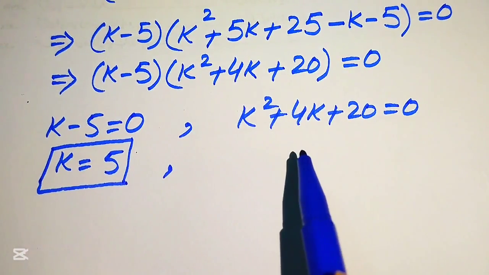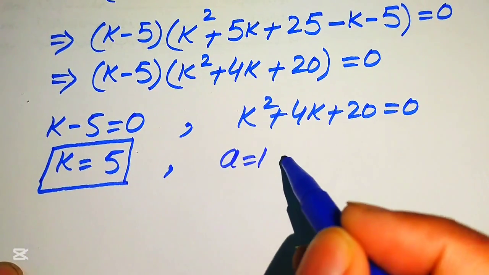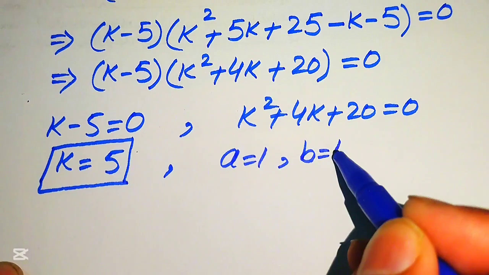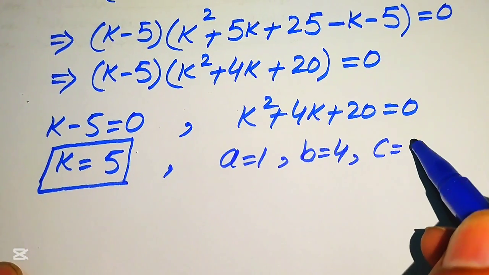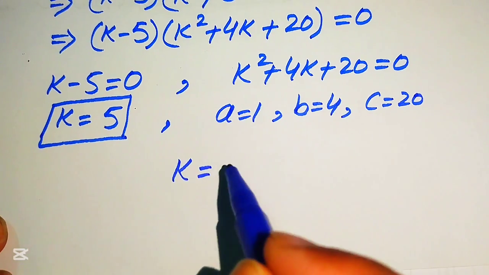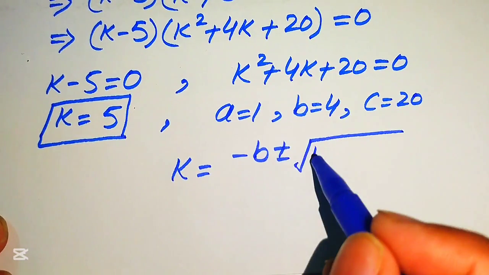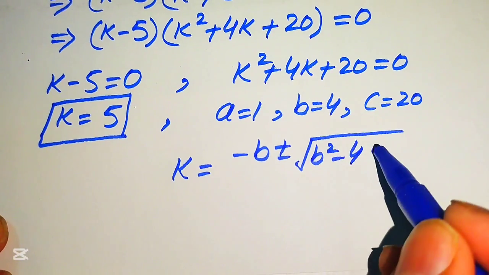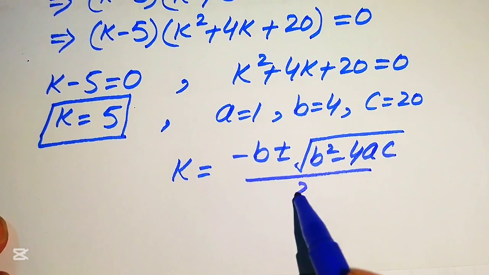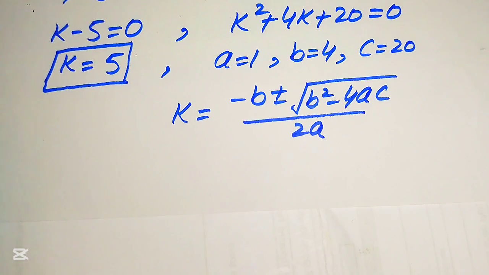Now in order to solve this second equation, first we write the coefficients of this equation, and its coefficients are a equals 1, b equals 4, and c equals 20. And first we state the quadratic formula as minus b plus minus square root of b square minus 4ac, divided by 2a. This is our quadratic formula.